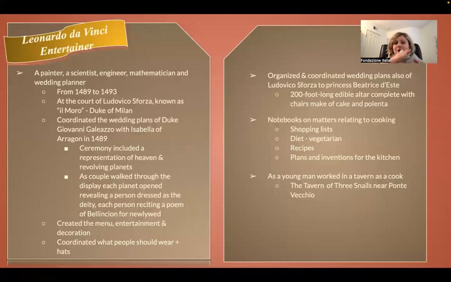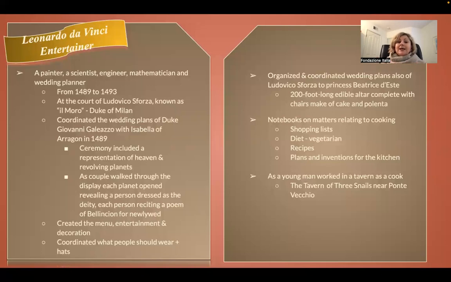So there are, along with his notebooks for which he is famous on anatomy, his inventions, etc., tons of notebooks also on matters related to cooking. There are shopping lists that he made for the Sforza, dietary regimens. There is a belief that he was vegetarian, but he might have actually preferred eating vegetables rather than meat. There are recipes and even plans for new inventions for the kitchen.